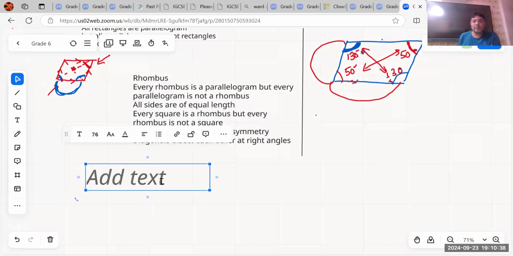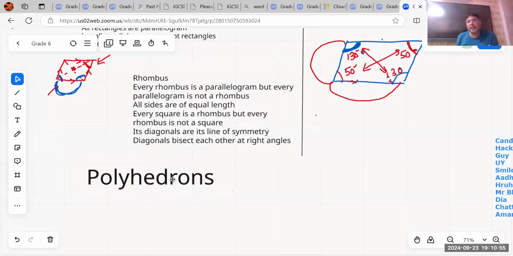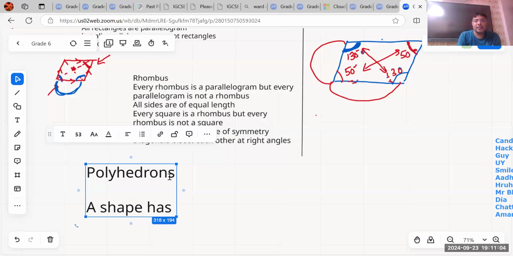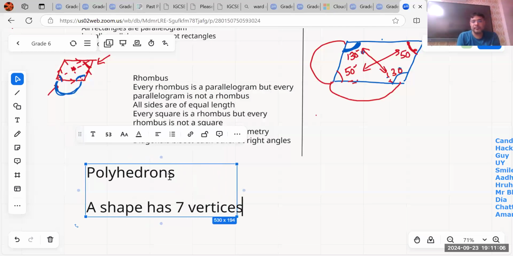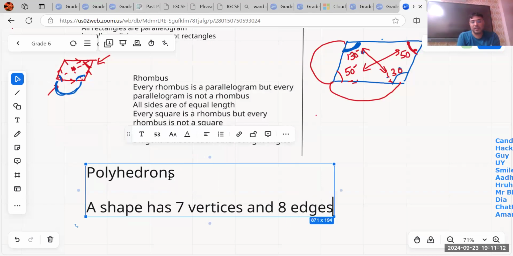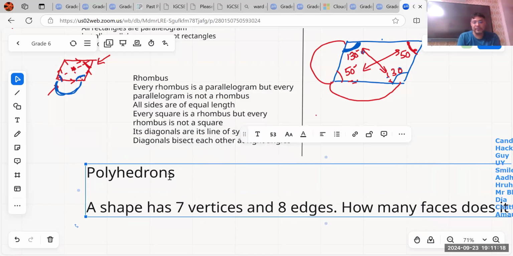I want to tell you one thing. Suppose we have a polyhedron. So all these shapes like prisms, pyramids, we have a special name for them called polyhedrons. We call them polyhedrons. जैसे polygons होता है ना 3D shape के लिए we call them polyhedrons. Suppose a shape has 7 vertices and 8 edges. So how many faces does it have?